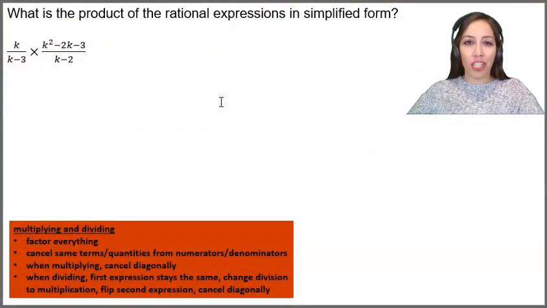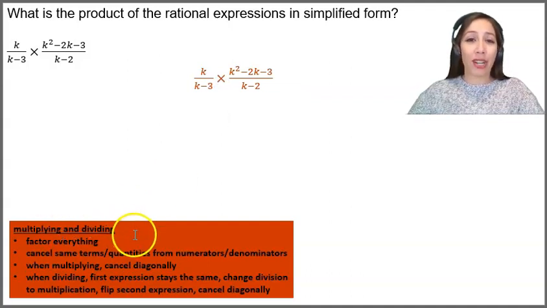Now that we have Chloe's cheat sheet notes, we can go ahead and multiply these two rational expressions together. First of all, we want to factor everything that we possibly can. K minus 3 and k minus 2 are already factored, but k squared minus 2k minus 3 is not, so we are going to have to factor this. Since this is a quadratic in standard form, we can look at the leading coefficient and the constant, multiply them by each other, and get all the factors that will give that. Then, when we add them together, they have to equal the middle number.